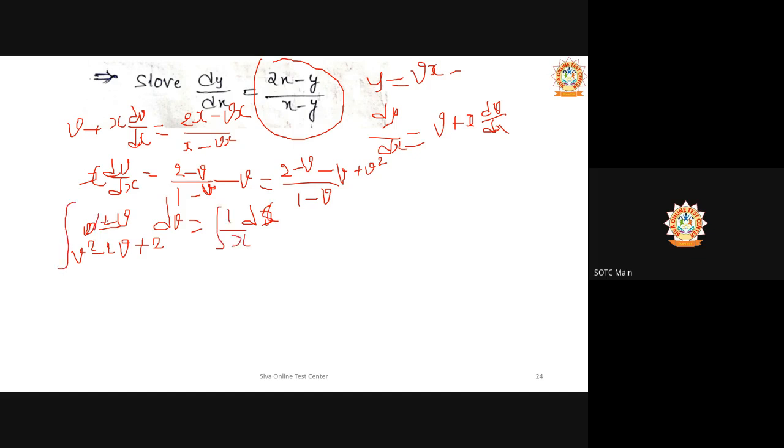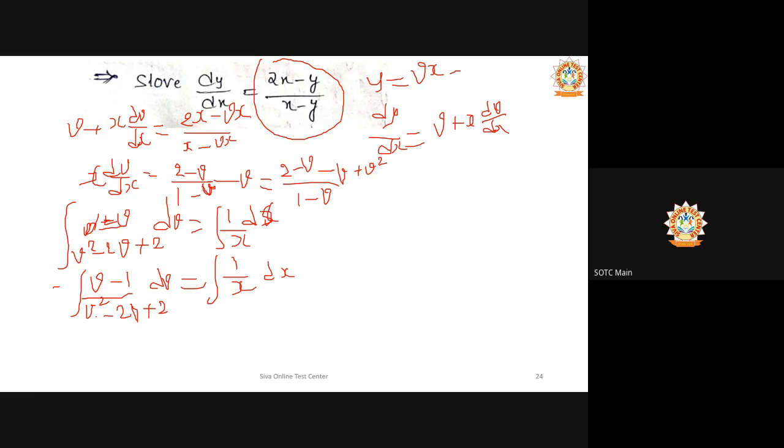This is 1 minus v. So what is the integration of 1 minus v by v square minus 2v plus 2? If you take the minus common here, it will become v minus 1 divided by v square minus 2v plus 2, dv is equal to 1 by x dx.